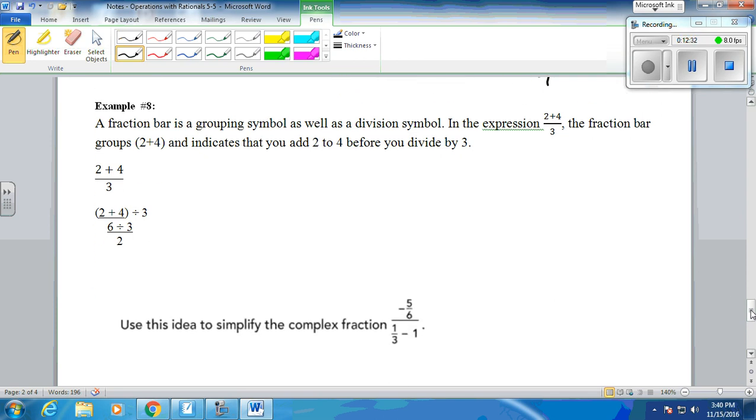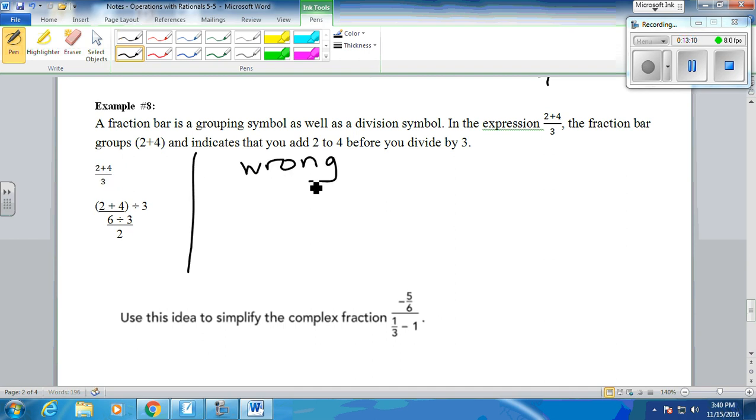Number 8 says that a fraction bar, again, is a grouping symbol as well as a division symbol. In the expression 2 plus 4, then all divided by 3, the fraction bar groups 2 plus 4 and indicates that you need to add 2 to 4 before you divide by 3. Okay? So what I'm trying to show you here is that if you were to rewrite this problem without your grouping symbol of the division bar, you must put parentheses around the 2 plus 4.